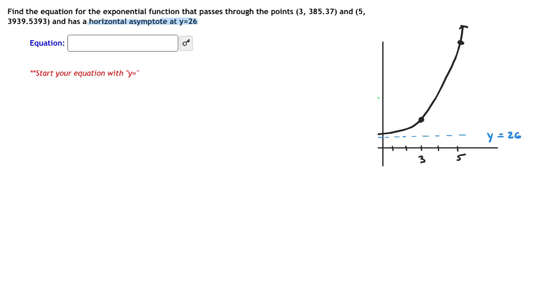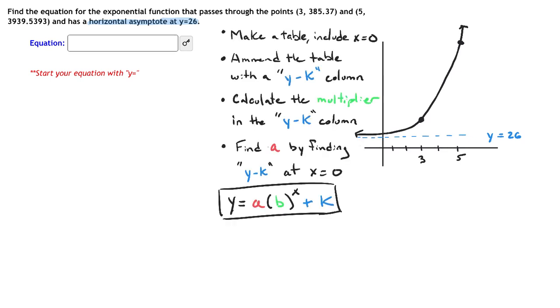So the steps you need in order to find this equation are to first make a table. You include x equals 0 in that table. Take a look at that. Here you have your table at x equals 0. We don't know what that is yet, but we have our other points listed on here.